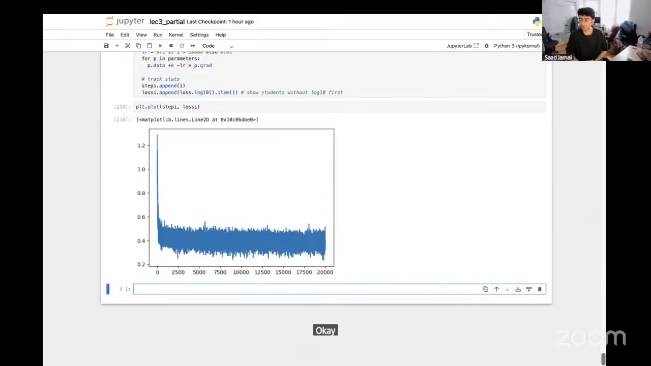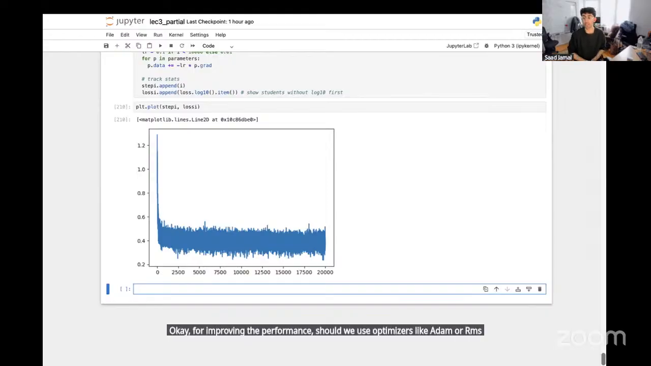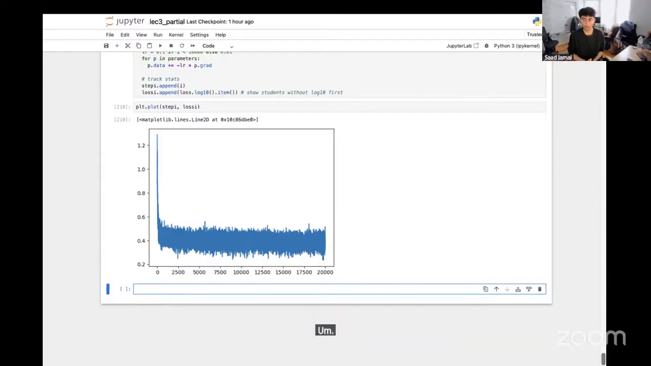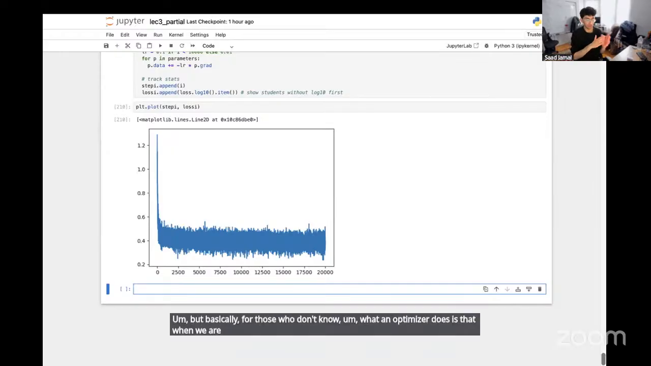Okay, for improving the performance, should we use optimizers like Adam or RMSProp? Yes, you should use optimizers. Which one you should use is a question for another day. But basically, for those who don't know, what an optimizer does is that when we are doing our forward pass and computing the gradient, we're computing the gradient of this multi-dimensional loss surface. And when we do gradient descent, we're trying to minimize, minimize, minimize our loss, right?